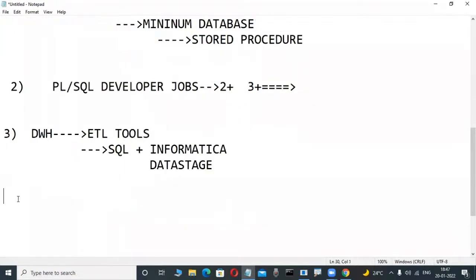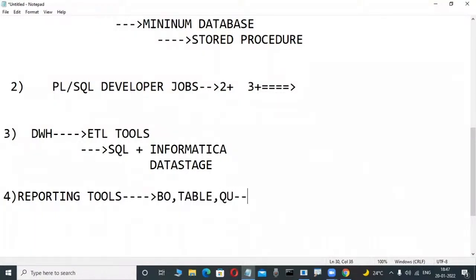Again, business analysts are reporting programmers. They learn reporting tools only, and they get jobs easily. There are so many reporting tools worldwide. In Oracle, there are BO and OBI. Nowadays there are also Tableau and QlikView. With these tools they get jobs easily, but minimum basic SQL knowledge is required. Those persons also learn these courses.